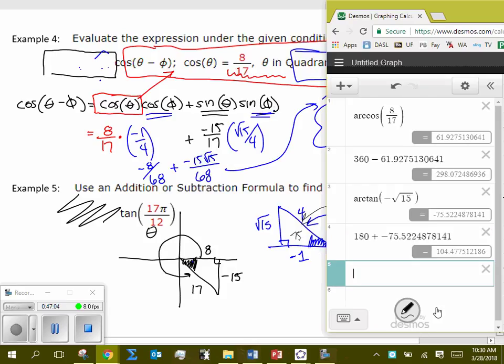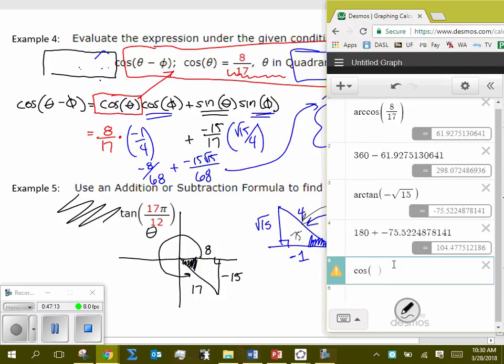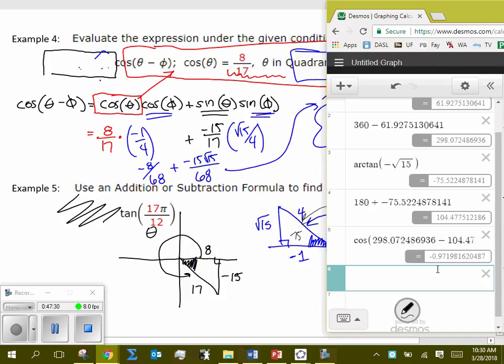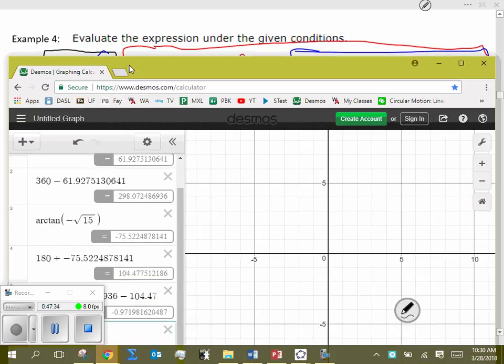So now I have, this here, this was phi, and this here was theta. So I'm going to go cosine of this number, Control C, V minus phi, which would have been this number. And I get 0.9718198. Okay, so now we're going to see, is that identical?